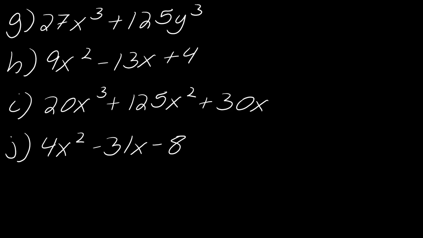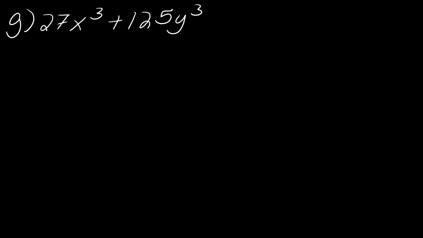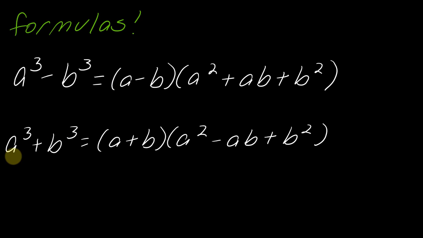Okay, so we are just going to go right into this. Starting with G here, I've got 27x cubed plus 125y cubed. So 27 and 125 are both cubes. Obviously, x and y are both being cubed. So this is definitely going to be our sum of cubes. So we're going to be using this formula here. And of course, you can pause the video if you would like to write that down.